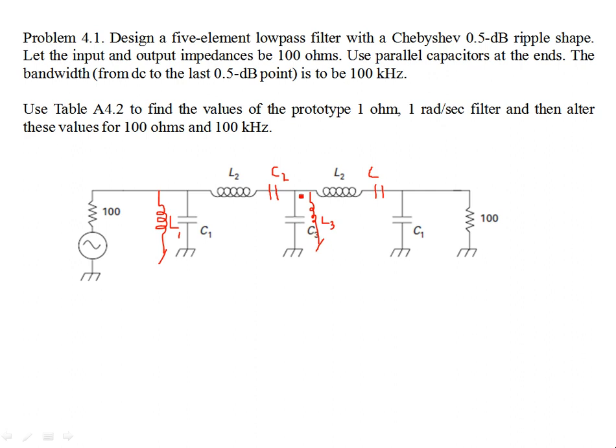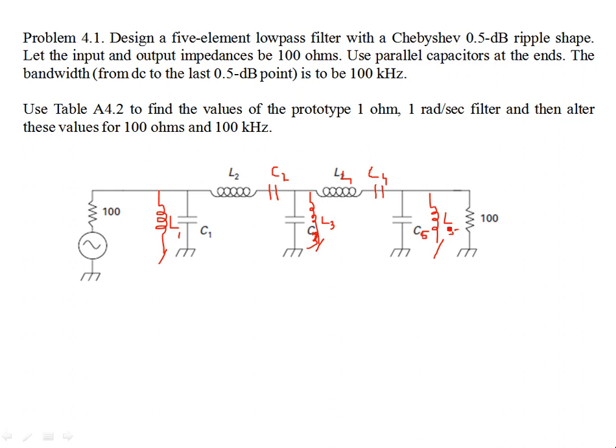So this is C1, C2, C1L1, C2L2. Let's have this as C2. Let's have this as C3. Never mind. So let's have this as L4, C4, and in there again we are going to have a shunt inductance before the load, and if this is C5, this is going to be L5.